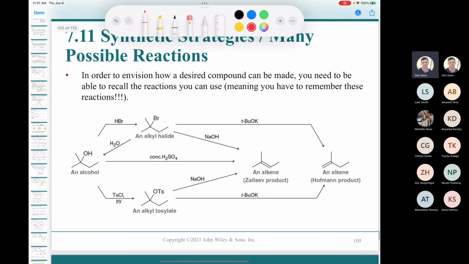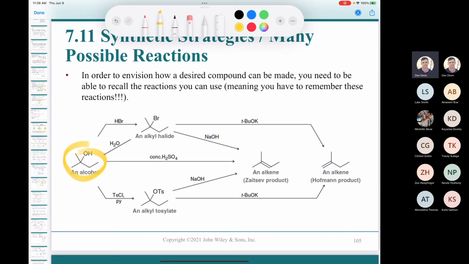What if you have a tertiary leaving group? Well, if you treat that tertiary leaving group with a hindered base, you're going to get a Hofmann alkene. If you treat it with a non-hindered base, you're going to get the Zaitsev alkene. What else could you do? You could do a solvolysis reaction to make an alcohol. And you could take the alcohol and do an Sn1 reaction to make an alkyl halide.